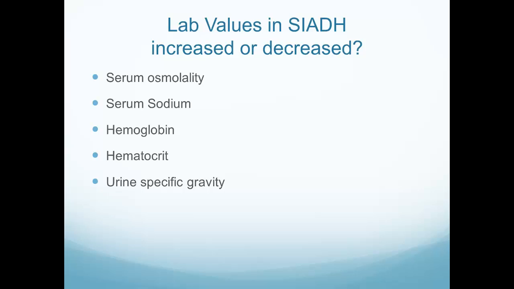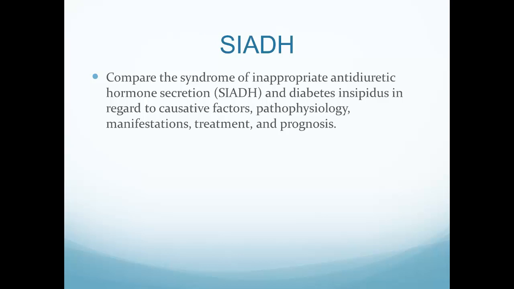Now, the urine-specific gravity tells us the concentration of our urine. Remember that ADH, antidiuretic hormone, is keeping the patient from diuresing. In other words, it's decreasing the amount of urine output that the patient has, and therefore the urine is going to become more concentrated. And a concentrated urine has a higher specific gravity.